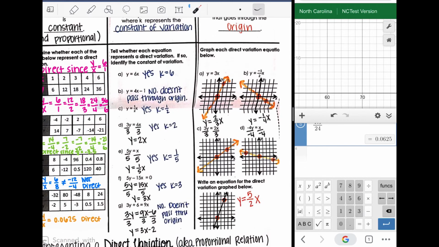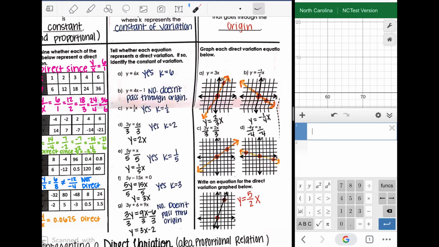So starting with just some of these examples that we have already done together, we just want to know if we can write an equation so that it looks like y equals a number times x. So in this first example, that's very obvious, yes, that is y equals k times x, where our k value is 6. In the second one, we have y equals 4x minus 1. So this y equals 4x, that is direct variation, but this minus 1 on the end makes it not a direct variation. So since this equation is not in the form y equals kx, that is not a direct variation.